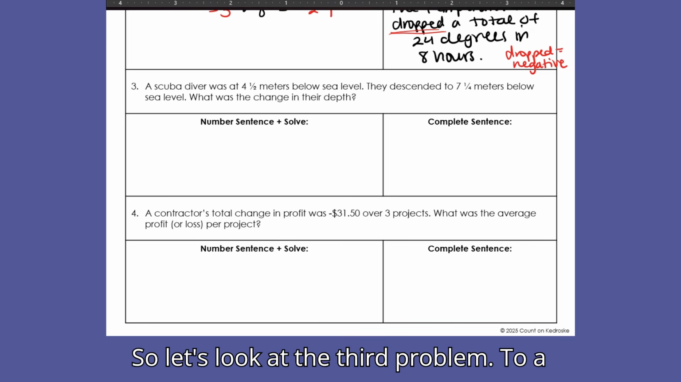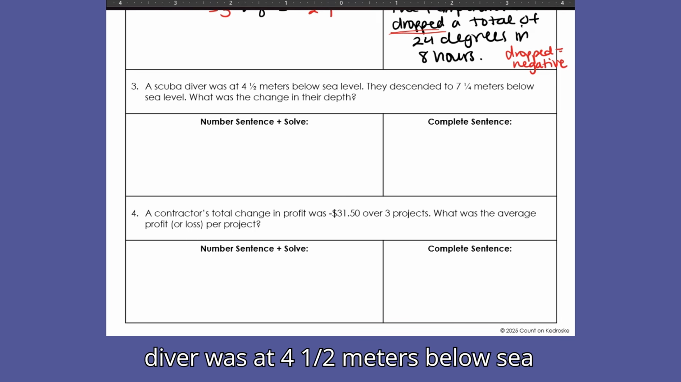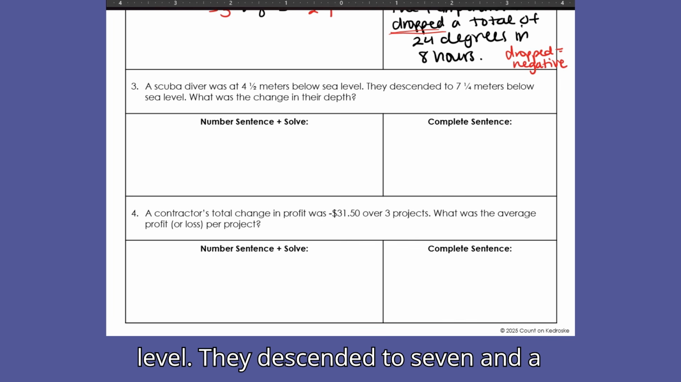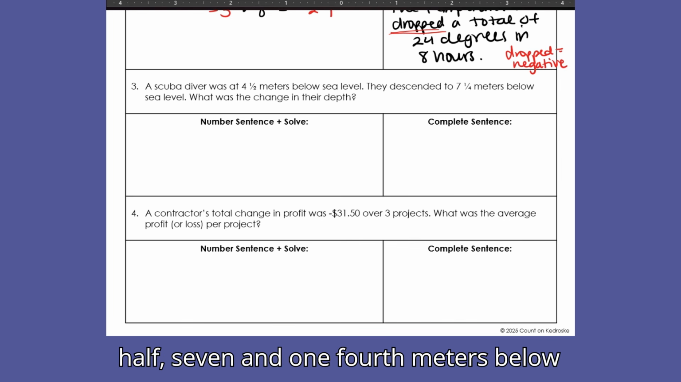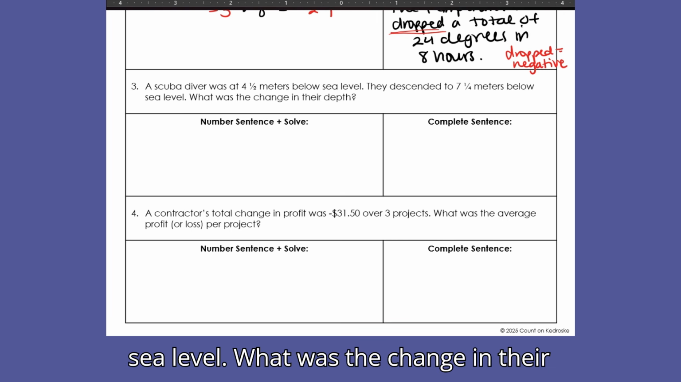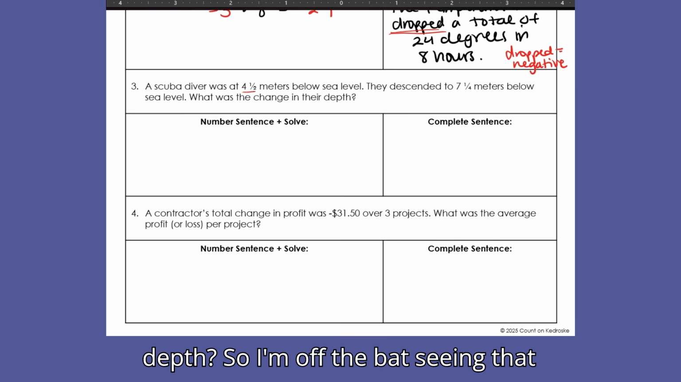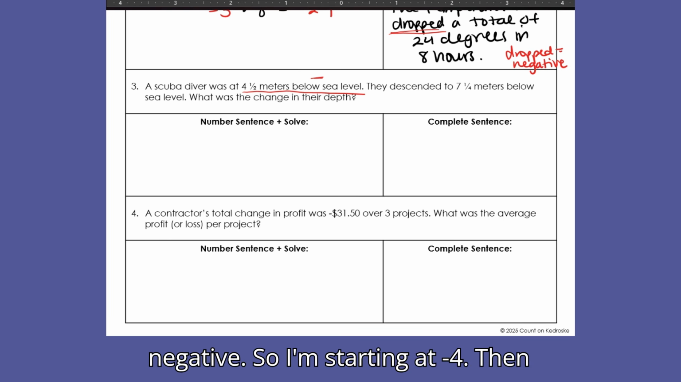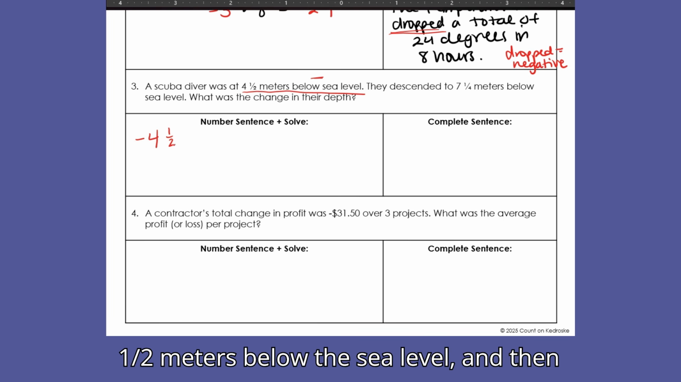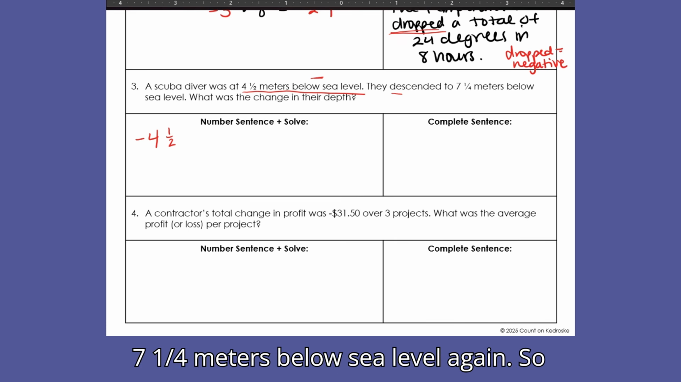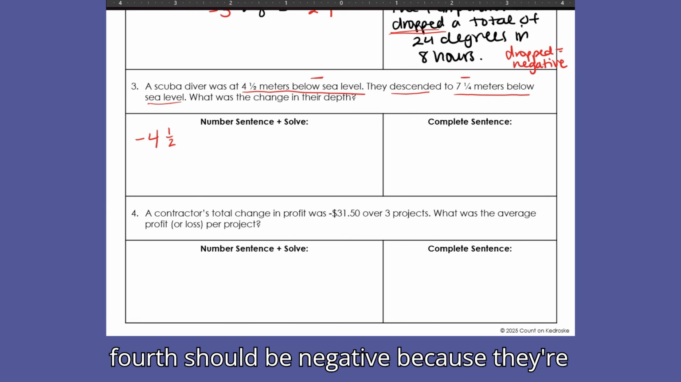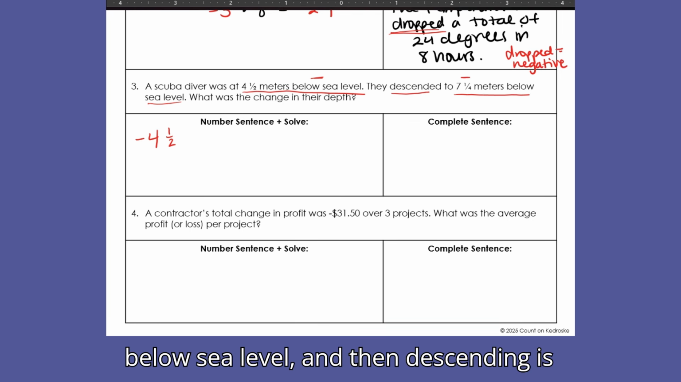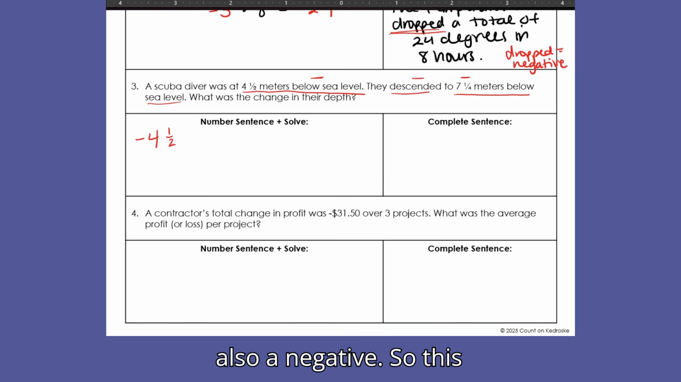Let's look at the third problem. A scuba diver was at 4.5 meters below sea level. They descended to 7.25 meters below sea level. What was the change in their depth? So right off the bat I'm seeing that we are talking about 4.5 meters below sea level. Below sea level means a negative. So I'm starting at negative 4.5 meters below sea level. And then the next sentence says they descended to 7.25 meters below sea level again. So this 7.25 should be negative because they're below sea level. And then descending is also a negative.